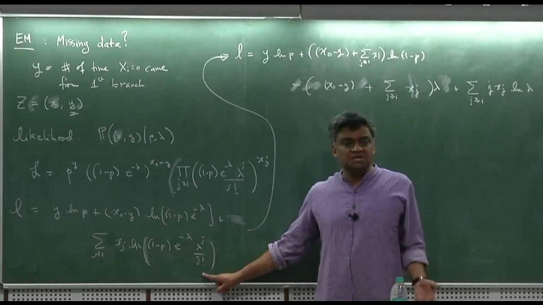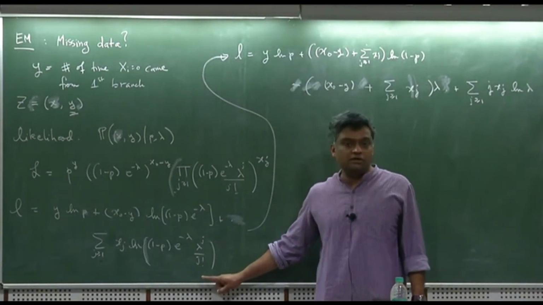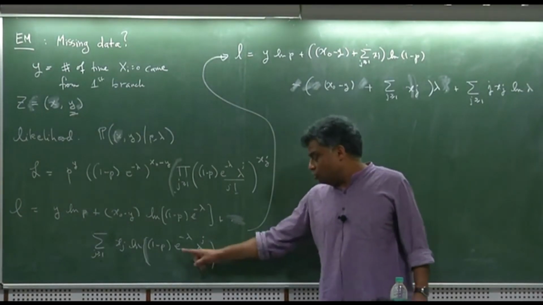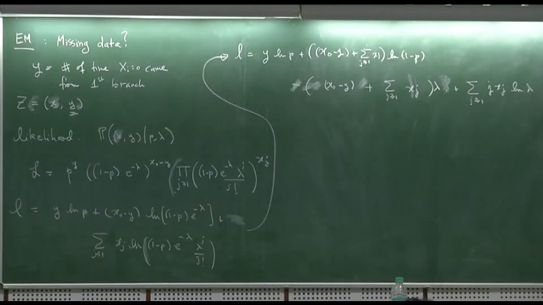It's a constant, doesn't affect me in any way. I'm after p and lambda. Why do I keep track of unnecessary constants that are anyway complicated? Log of j factorial is not very easy, but I don't really care. Okay, perfect. Now this is my log likelihood.